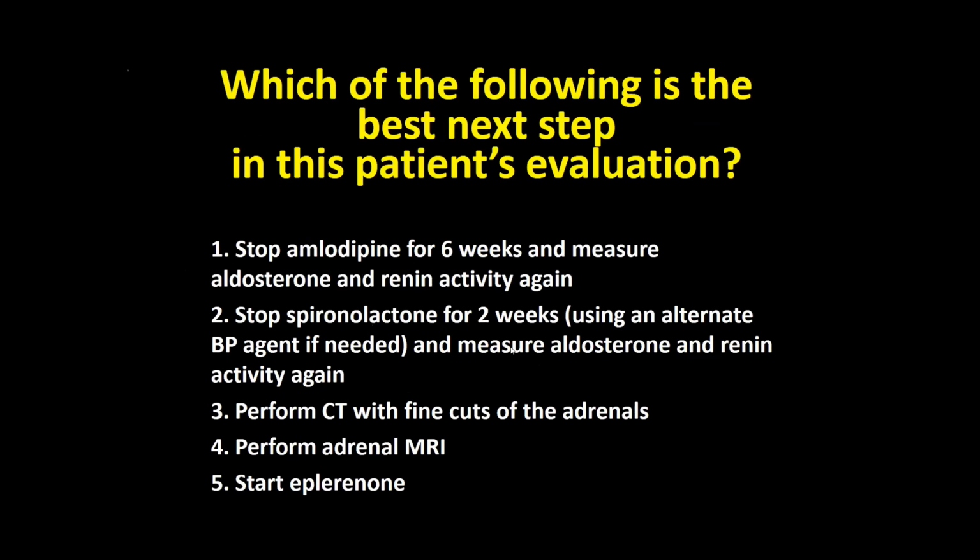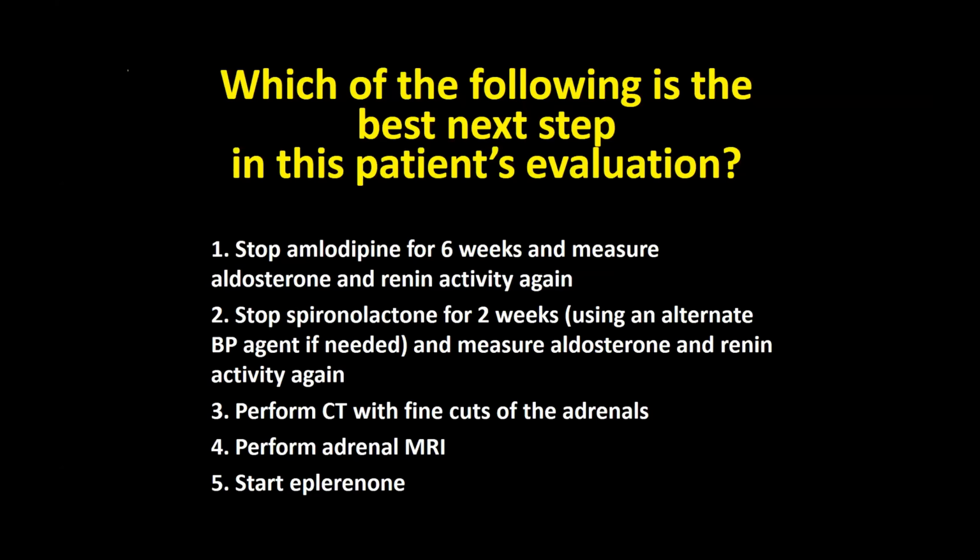So the first question is, which of the following is the next best step in this patient's evaluation? So should we stop the amlodipine and repeat the aldosterone renin? Should we stop the spironolactone for 2 weeks using an alternative blood pressure agent if needed, and then repeat the test? Should we do a CAT scan, an adrenal MRI, or start eplerenone? If anyone wants to put some answers just in the chat box there, that's fine. We'll have a look. Great, and I'm getting lots of 2s. That's brilliant. Okay, fantastic. Well done.